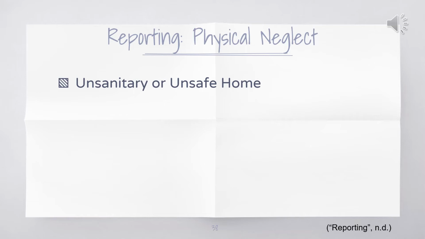Does the home have an odor? Are there working utilities in the home? Are there concerns about human waste disposal? Are there concerns with pets or infestations? Describe any health or safety hazards that are observed. Are there concerns about sleeping arrangements for the child in the home?